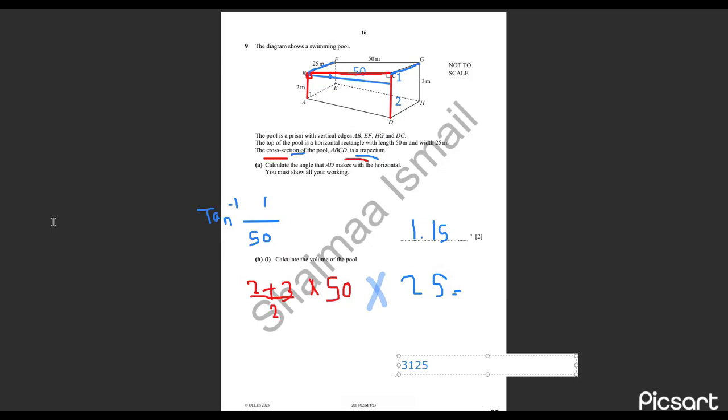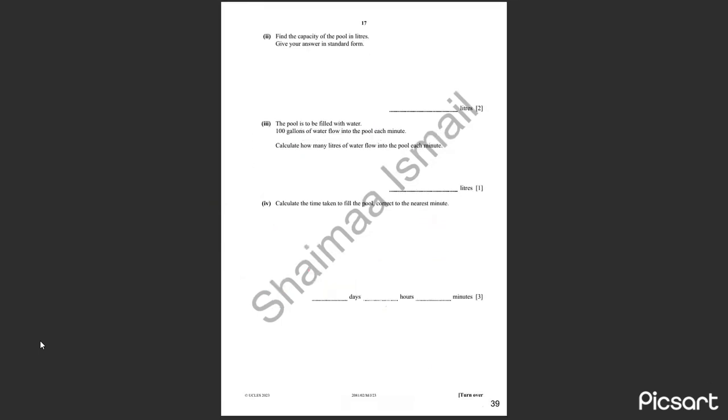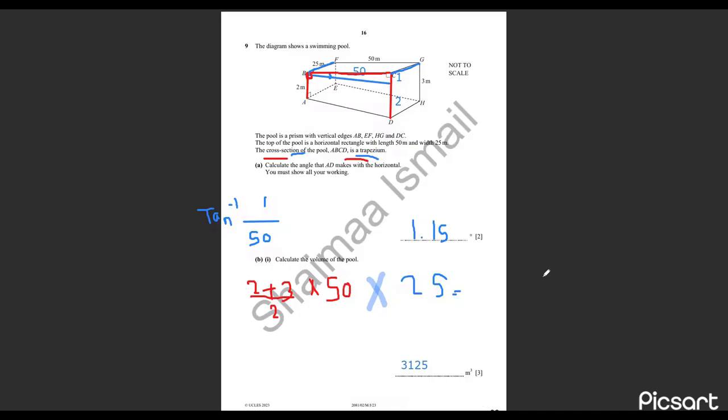Make sure that you solve all the questions on this page, at least with your eyes. Here, find the capacity of the pool in liters. Leave your answer in standard form. So we want to calculate the capacity. So 1 cubic meter equals 1,000 liters. So remember this, 1 cubic meter equals 1,000 liters. So here you need the capacity in liters. So write it as it is.